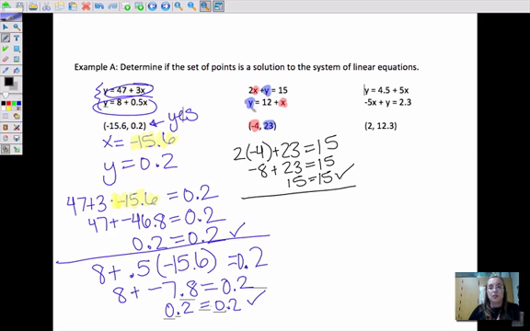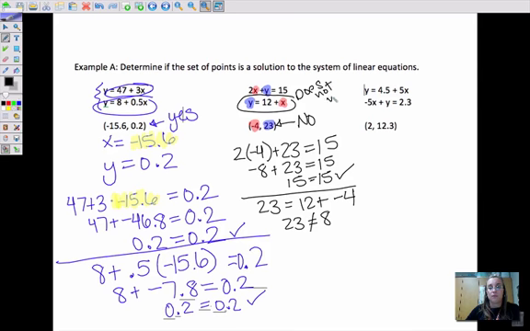Then for my second equation, I'm going to do the same thing. I'm going to see if 23 equals 12 plus x, with y and x substituted in that second equation. And in this case, 12 plus negative 4 is 8. They do not equal each other. So no, this is not a solution because it does not work in the second one. So it is not a solution to that system of equations. It works in the first one. It does not work in the second one.